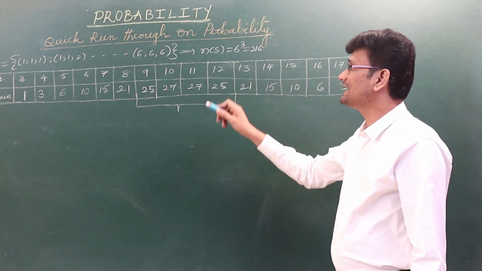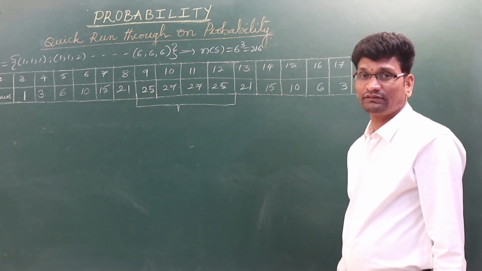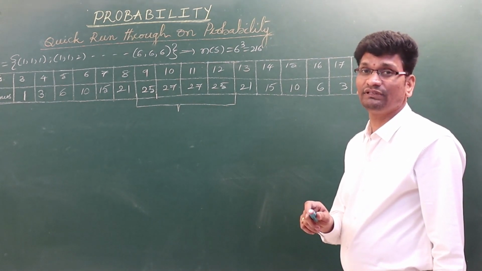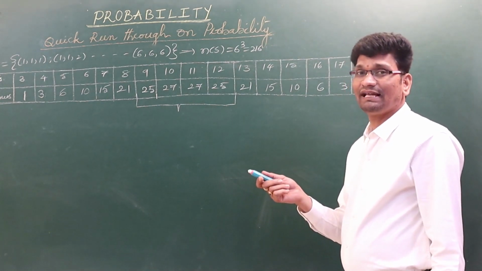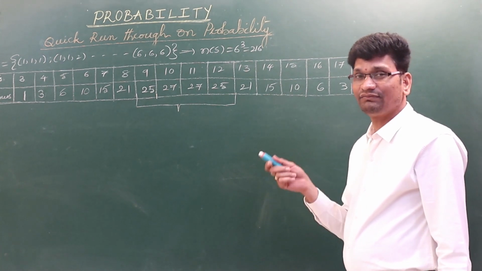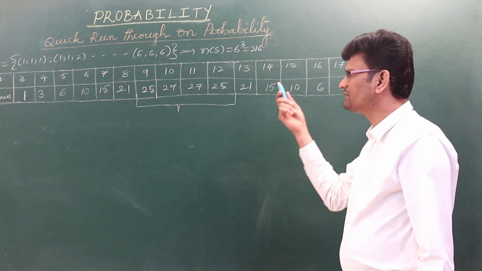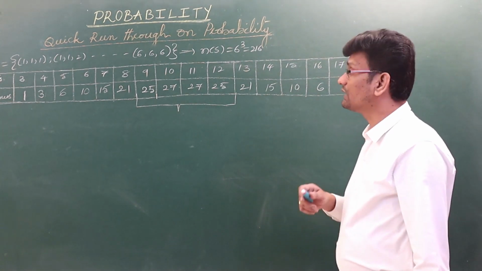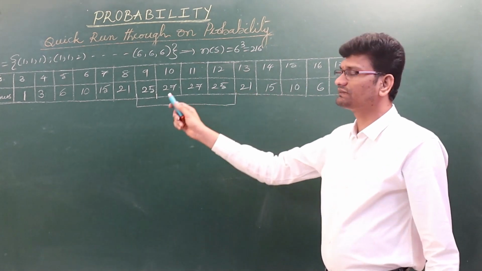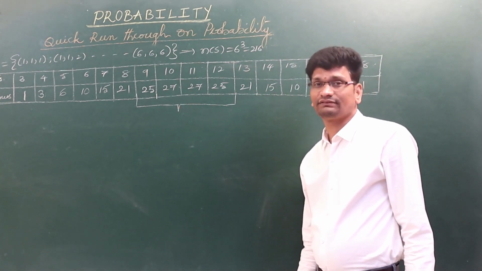Sum on the 3 dice is a prime number. Sum on the 3 dice is a composite number. Sum of the 3 dice is multiples of 3. Sum of the 3 dice is multiples of 4, whatever it may be. So we can solve all the questions by using this table when 3 dice are rolled.